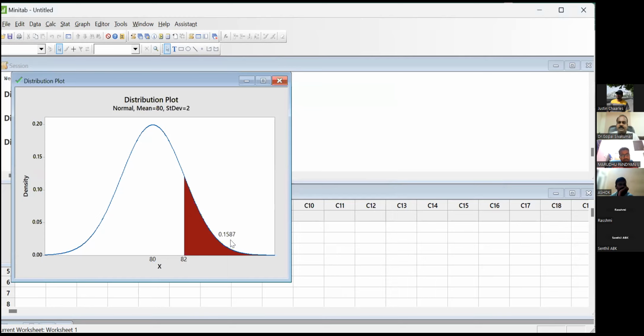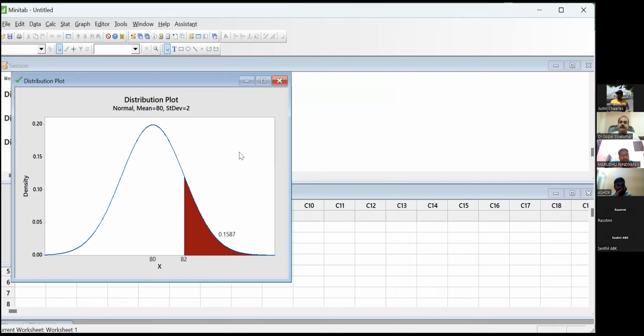Now what is the chance for a student to score above 82 marks? 0.1587, that is 15.87%. If you know how to calculate probability, you can decide well. What percentage of my products will have diameter more than 82 mm? Similar situation, isn't it? Instead of 82 marks, I'm saying diameter above 82 mm.